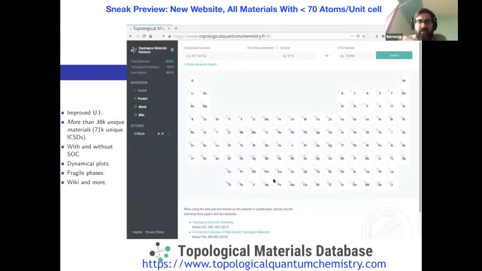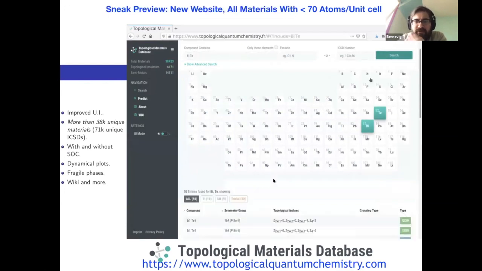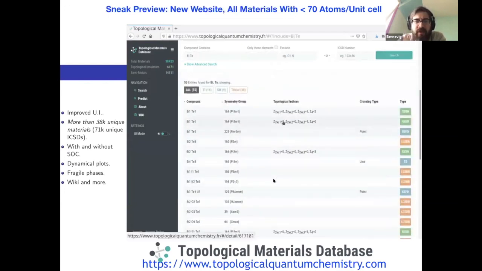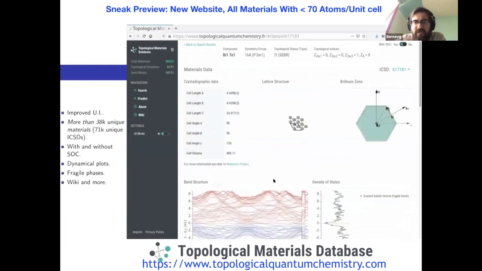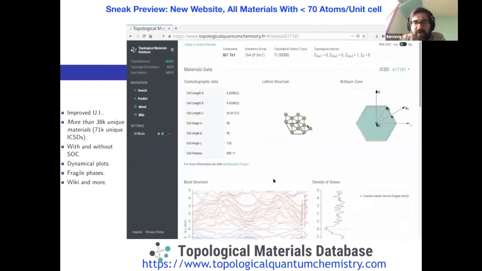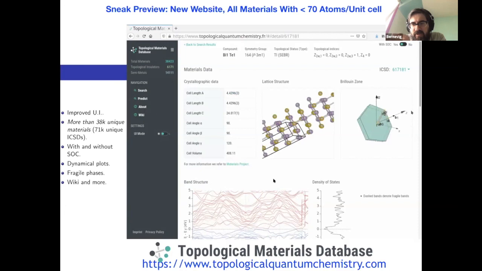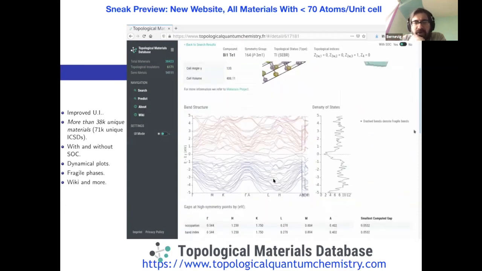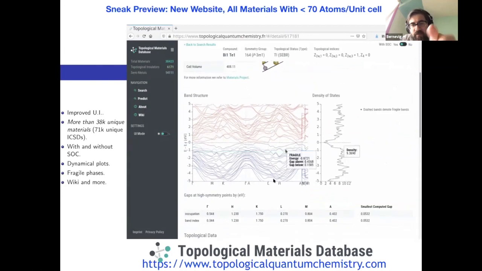And they're all on this database, which is kind of a sneak preview of a new database. The database already exists, but this nicer user interface doesn't exist yet, where you can go get the compounds, with or without spin-orbit coupling. You have dynamical plots, etc. You can get the band structure, and you can get all the high symmetry points. You can look at every band and find the index and the topology of every band.